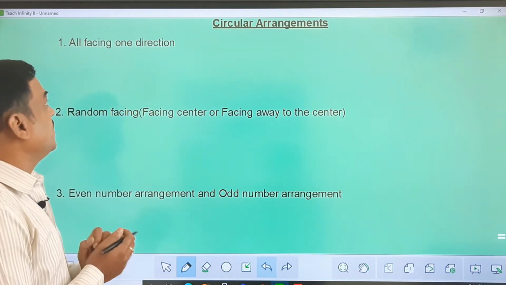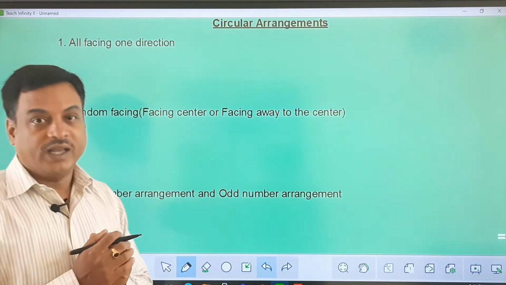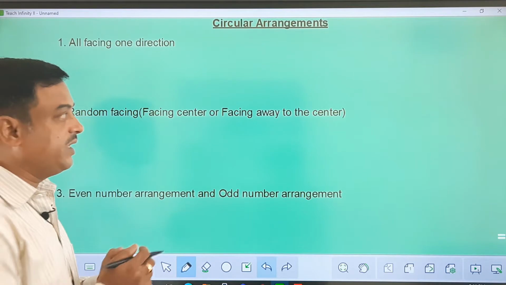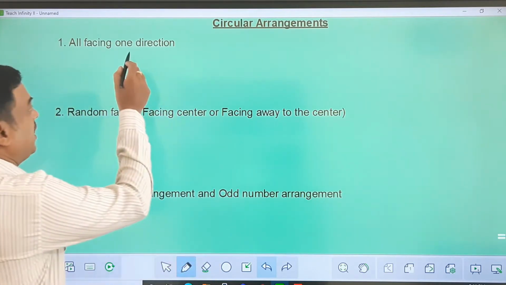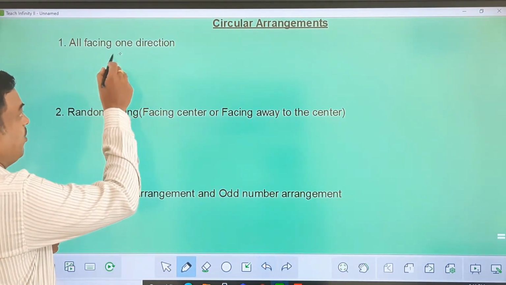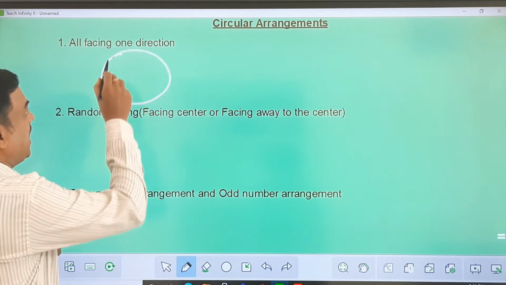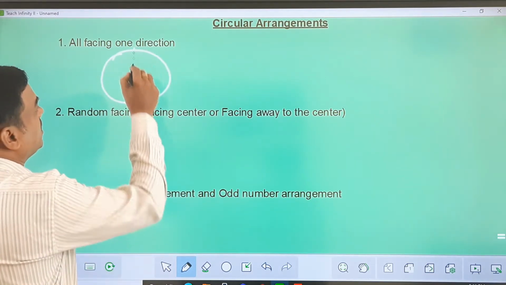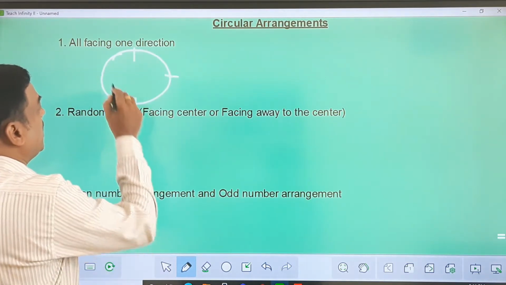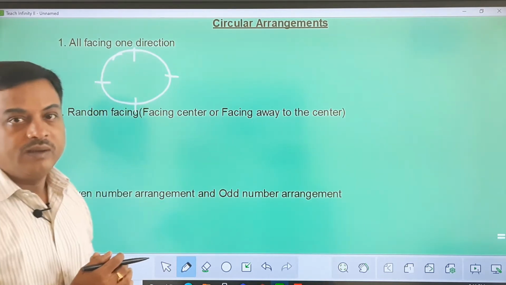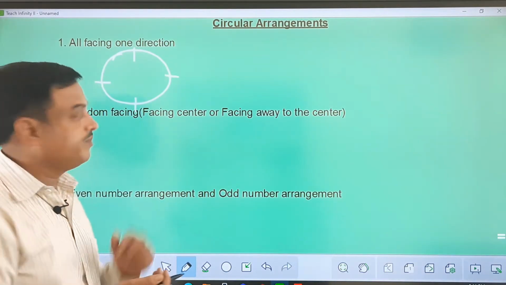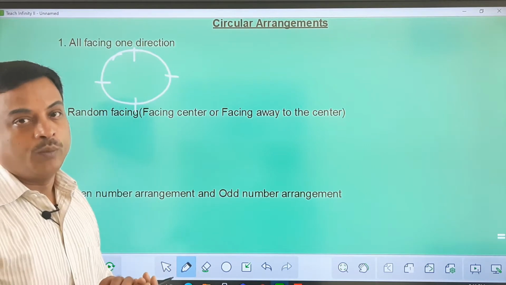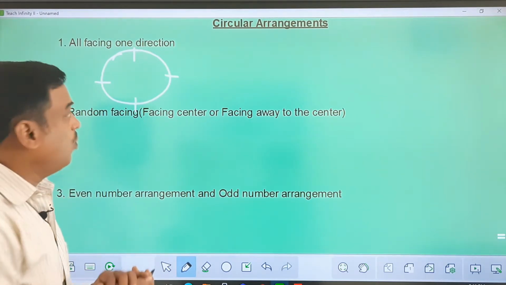Now look at the first one here, all facing one direction. So what is circular arrangement? The basic stuff is, if I am drawing a circle, and if I place people around the circular table, then it is called circular arrangements. Like I am arranging 4 people over here.